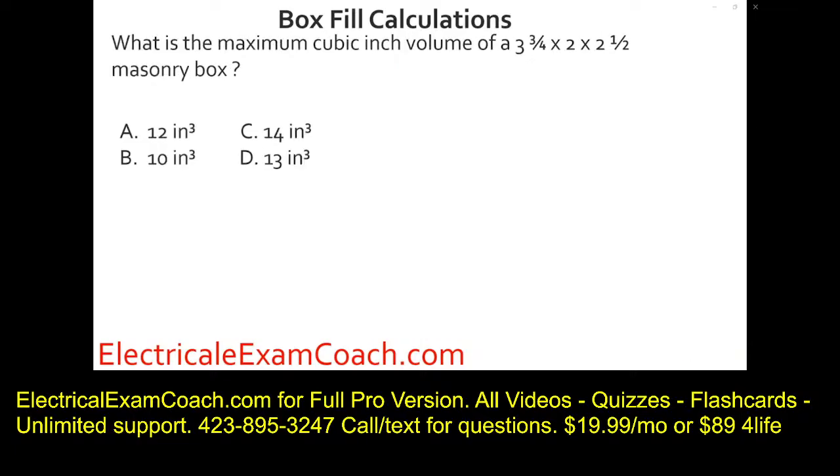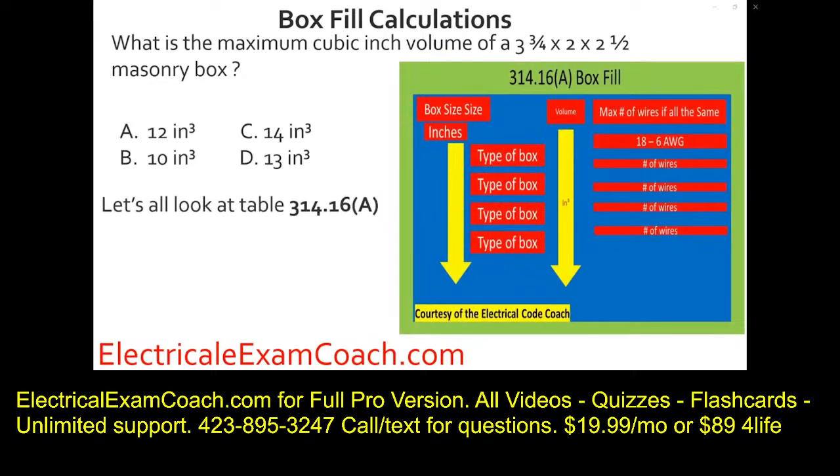What is the maximum cubic inch volume for a 3 3/4 by 2 by 2.5 masonry box? For this one, we're going to head to 314.16(A). And we're going to use that middle column, that volume column. We come down, we look very closely, and we find that it's 14 cubic inches. This is very important that we understand this process before we move on into more complex box fill calculations.